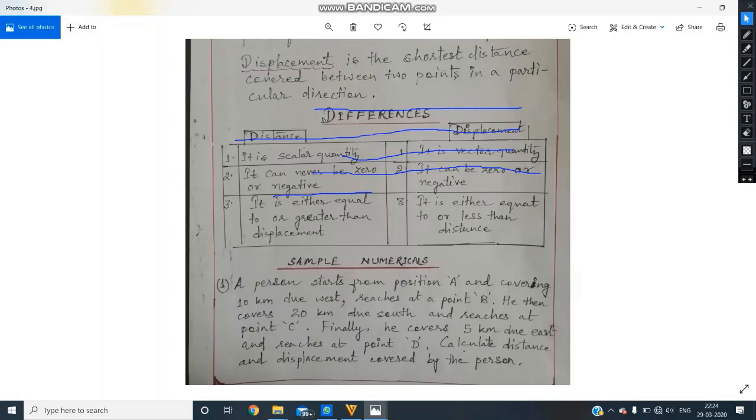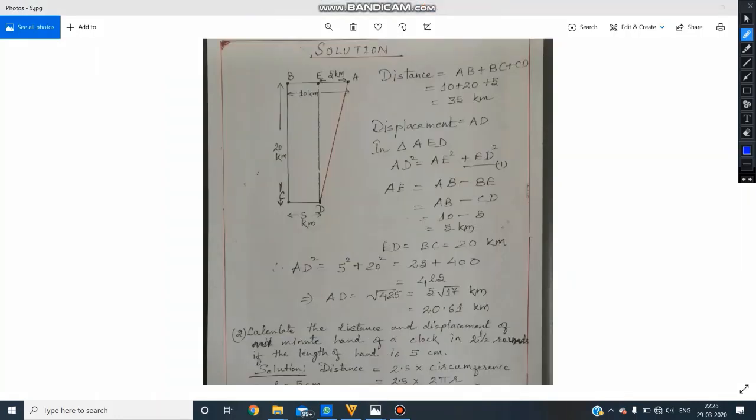Let's have its solution. The solution to the given numerical has been described here with the help of this diagram. The body starts from point A, then covers 10 km reaching point B, then covers 20 kilometers in the south direction, reaching point C, and finally again towards the east direction covering 5 kilometers, it reaches D.